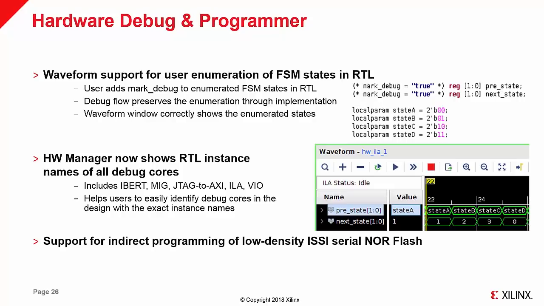We've also added the RTL instance names for all debug cores inserted or instantiated to the Hardware Manager view. Hopefully this will make it easier for you to find the exact debug core while debugging your design. Finally, in 2018.3, we've added support for indirectly programming ISSI serial NOR flash.